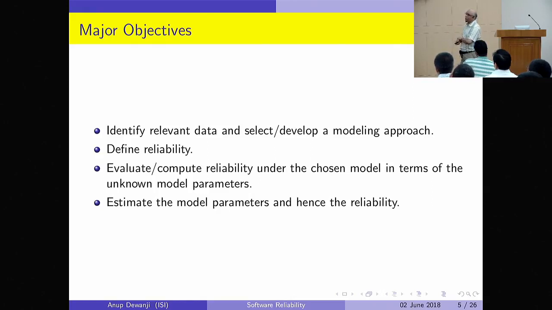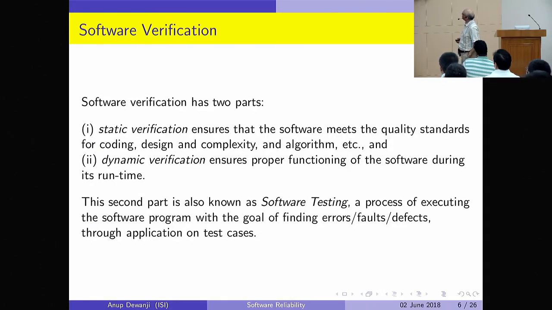And you have to somehow figure out a way of computing or evaluating that reliability under whatever chosen model you select. And in that model, there will be some unknown parameters. You want to estimate those parameters. And then since you can compute the reliability in terms of those model parameters, you should be able to plug in those model parameter estimates to get the estimate of the reliability. That's essentially the broad objective of reliability.